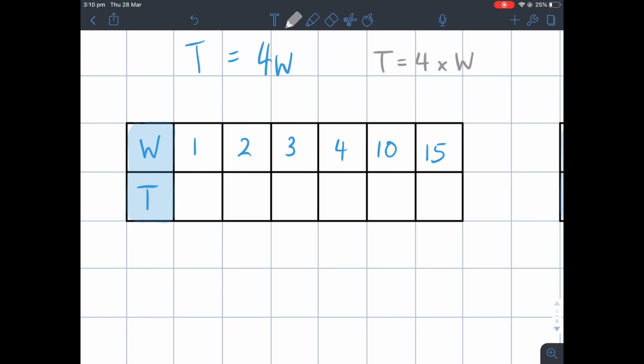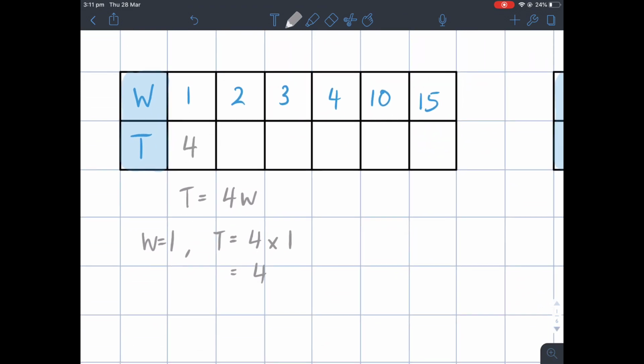So we're going to start off with w is equal to 1, and we're going to substitute that into our expression. So if we've got t equals 4w, if w is equal to 1, then that means that t is equal to 4 times 1, which in this case is 4. We can do the same thing when w is equal to 2. So this time we end up with t equals 4 times w, so in this case when w is 2, it's times by 2. 4 times 2 equals 8.